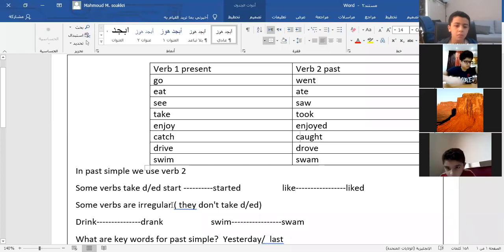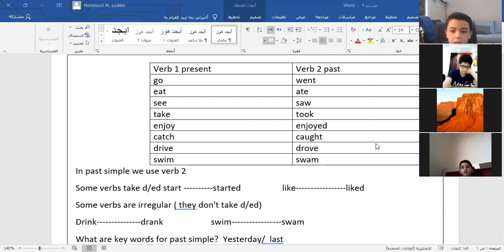But some verbs are irregular. Irregular means they don't take d or ed. Now, what can we do with irregular verbs? We have to keep them by heart, memorize them. We have to memorize the irregular verbs.